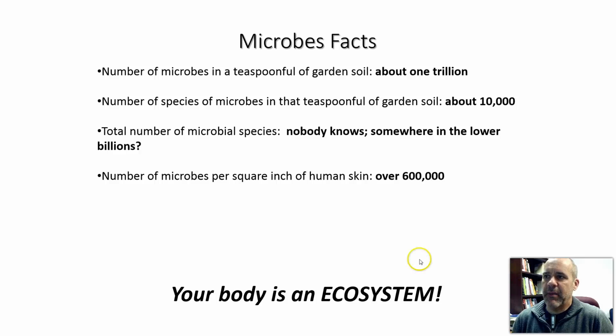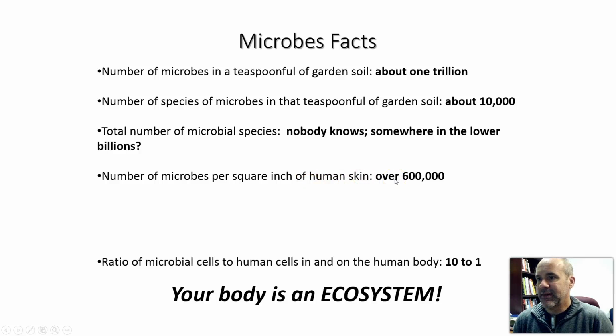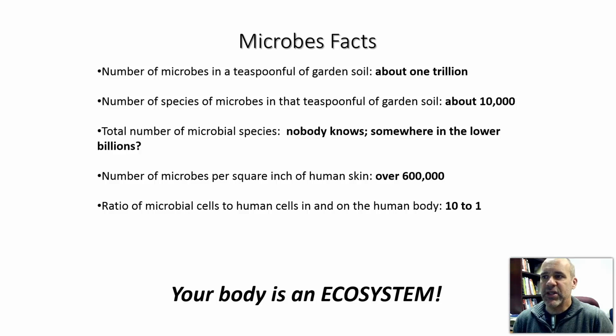This one might gross you out. How many microbes per square inch of human skin? Over 600,000. The ratio of microbial cells to human cells in and on the human body, about 10 to 1. Some people say 9, some people say 10. Nobody knows for sure. There's no way to actually count all the microbes that live on or inside our bodies, but this is the best estimate that we currently have.